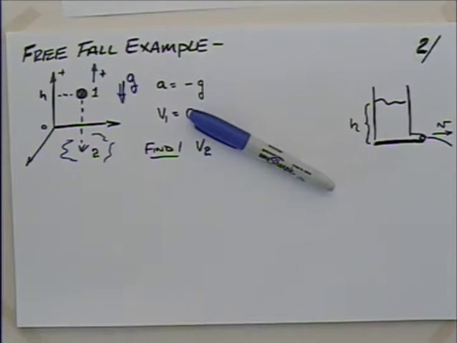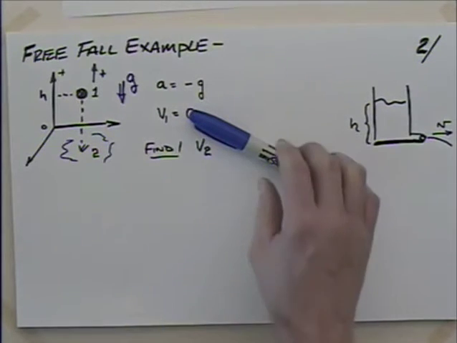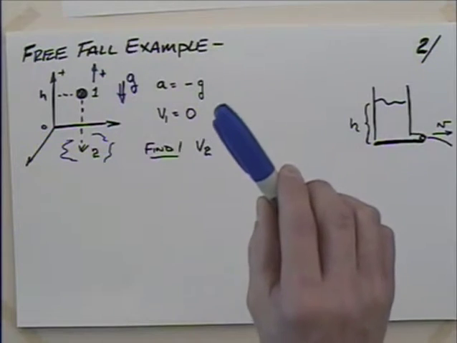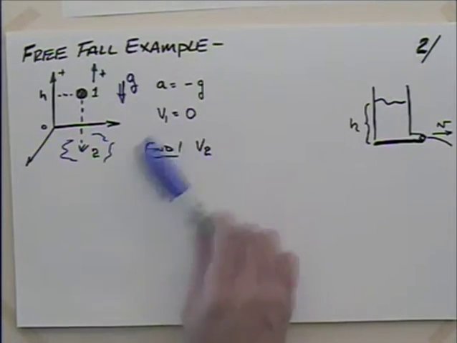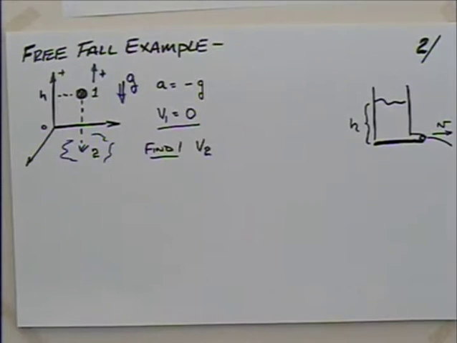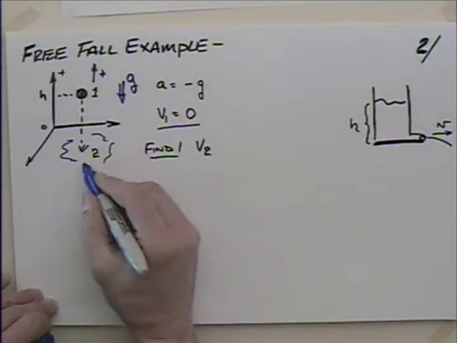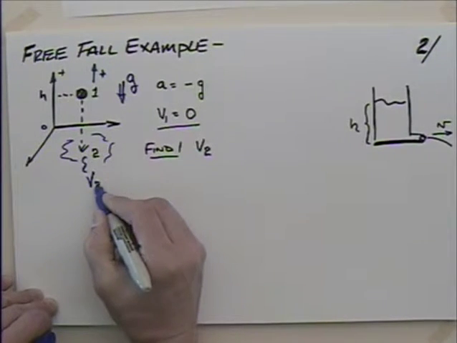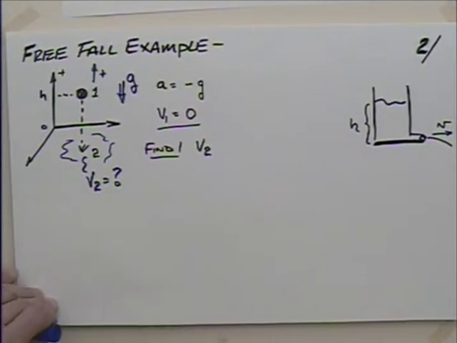I'm simply letting it fall back towards the center of the Earth. I'm not actively throwing it down, so my velocity v1 is equal to 0. I'm just releasing it, not throwing it down with some initial velocity. So what I'd like to do is find this velocity v2 here. What is the velocity at 2?